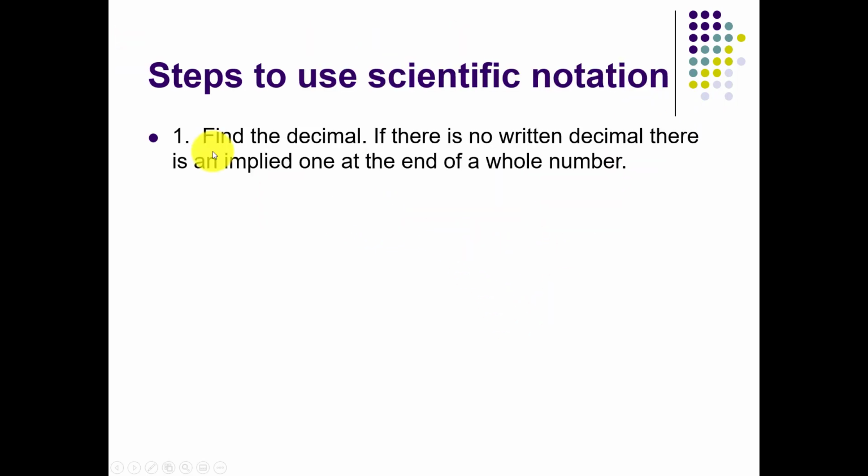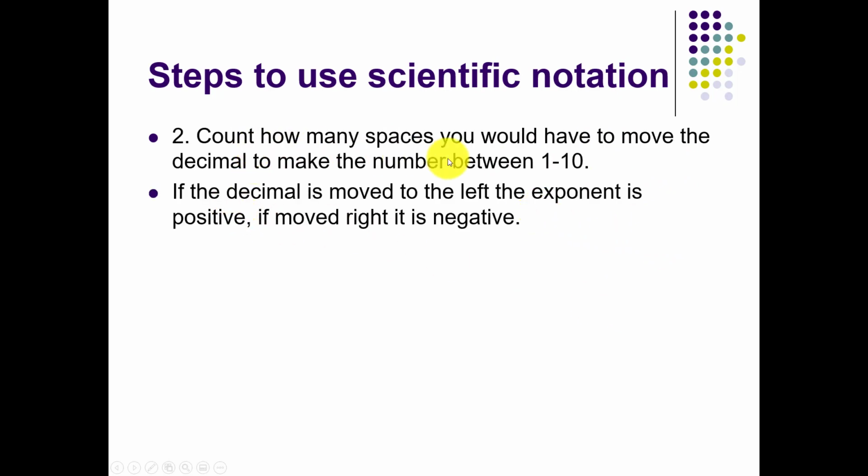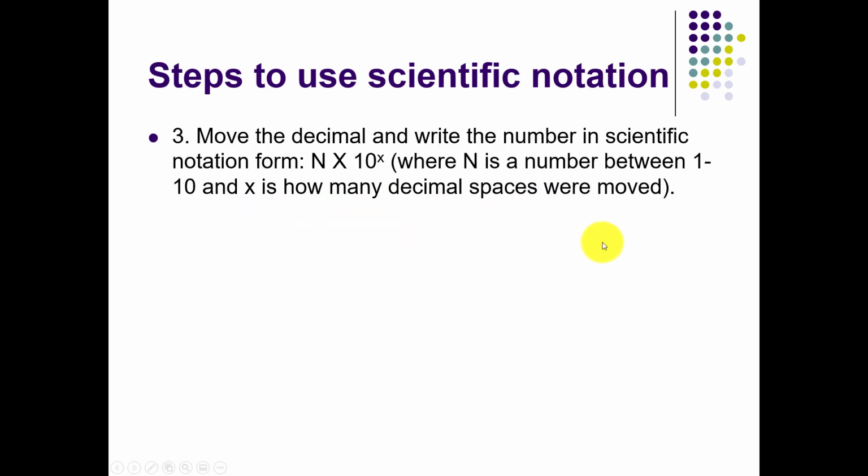Alright, here's the steps. Find the decimal. Sometimes there isn't a written decimal, and if it's a whole number, you just kind of assume that the decimal is hanging out there at the end of the whole number. Count how many spaces you're going to have to move the decimal to make the base number between 1 and 10. And if you move the decimal to the left, the exponent is going to be positive. And if you move the decimal to the right, the exponent is going to go down and be negative.